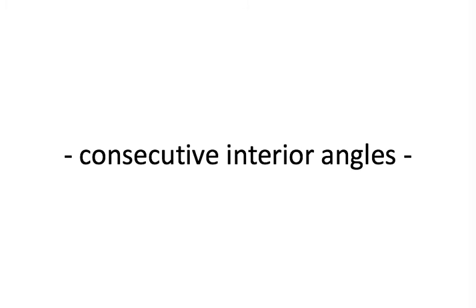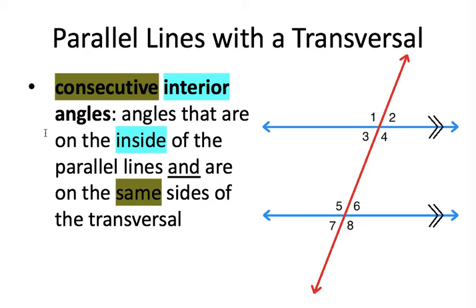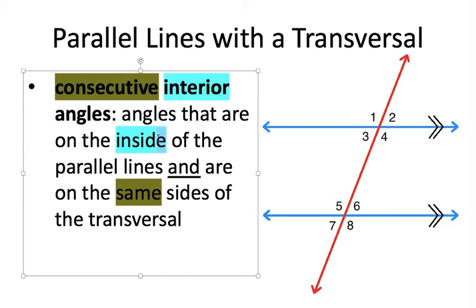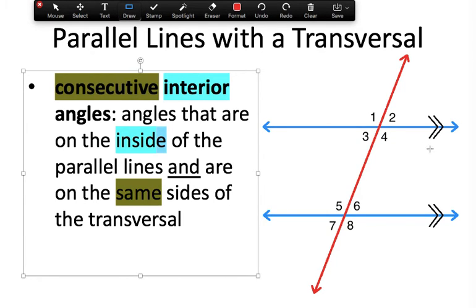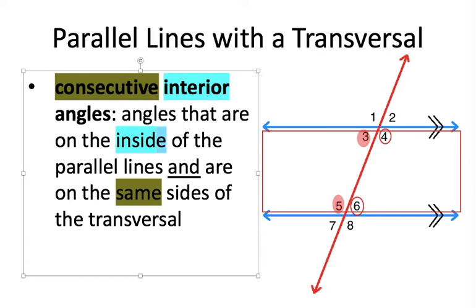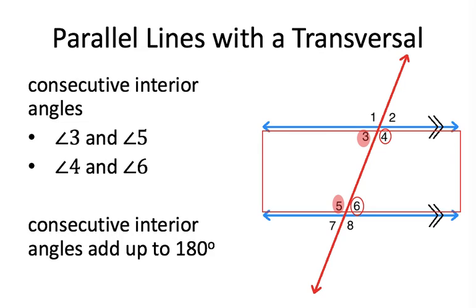All right. Now let's look at a different vocabulary word. Here we're going to be looking at consecutive interior angles. Consecutive interior angles are on the inside, because we have the word interior. They're on the inside of the parallel lines, and they're going to be on the same side of the transversal. So if you are looking at the inside angles, the ones that are on the same side of the transversal are consecutive interior angles.